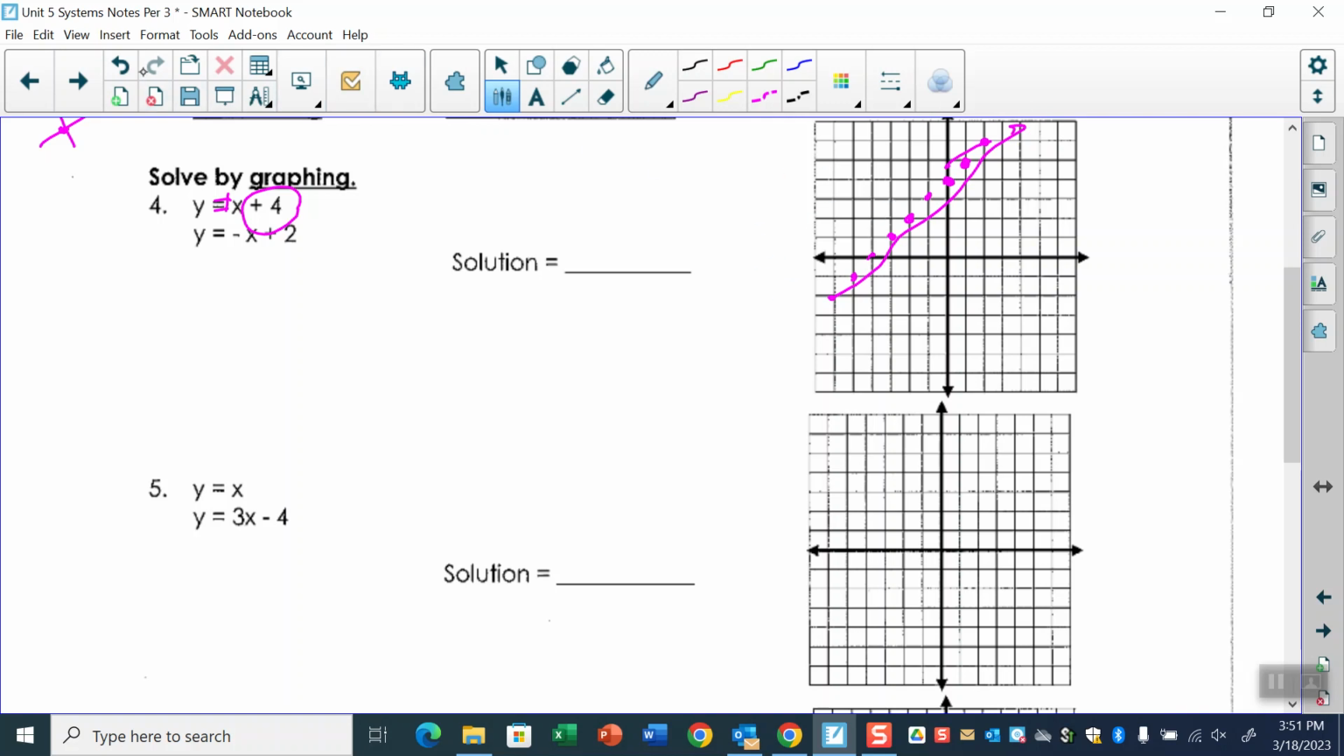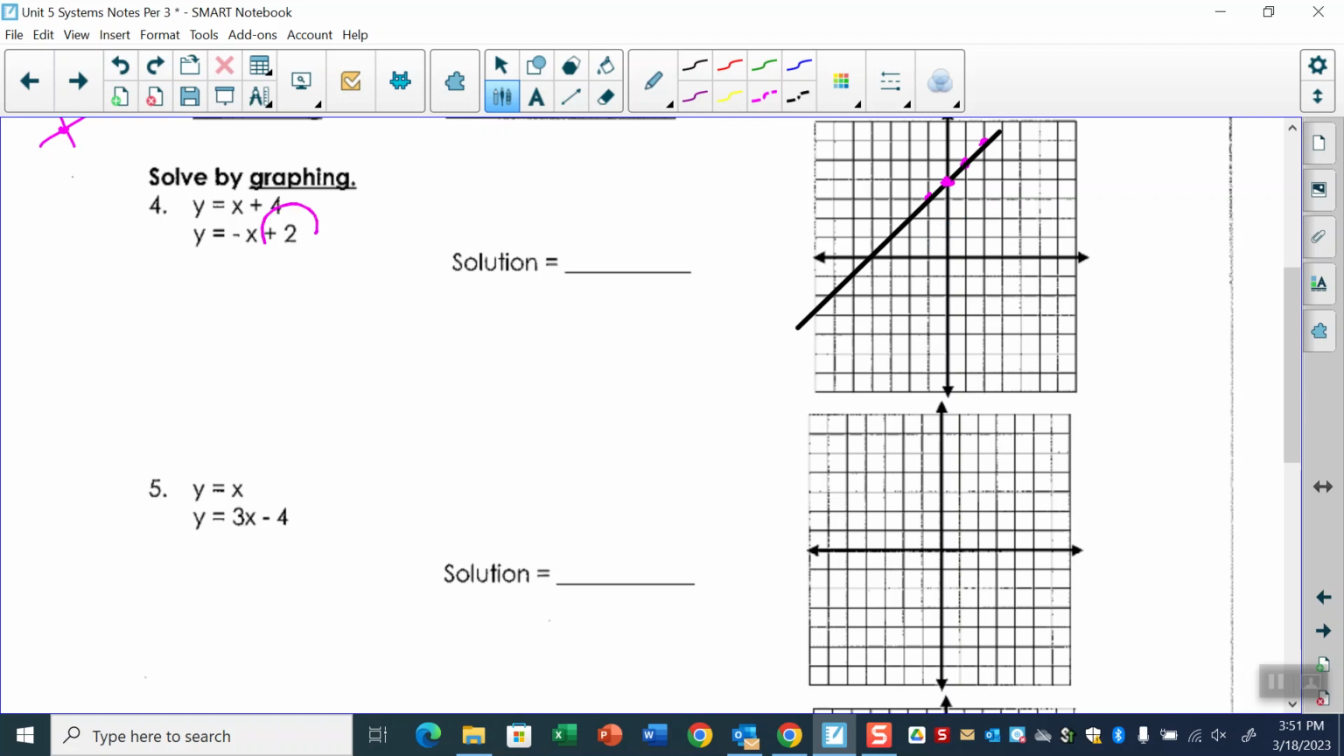Okay, I think I'm going to back up here and back up. I'm going to use this thing. All right, so there is my line. So that has a slope of positive 1, right? Slope of positive 1, and then the y-intercept is positive 4.